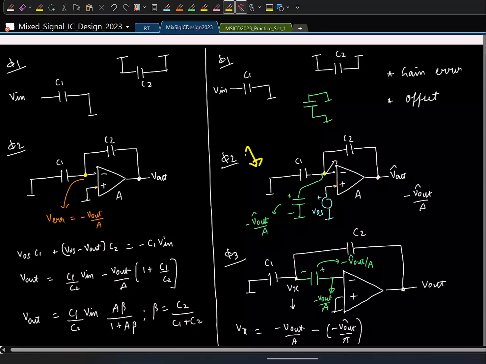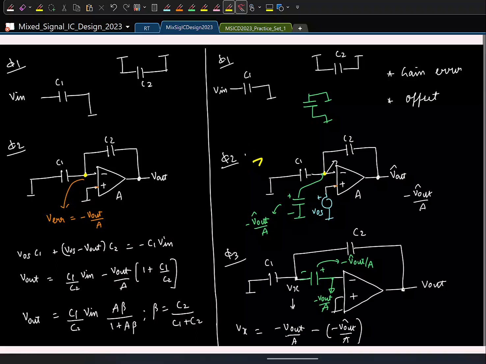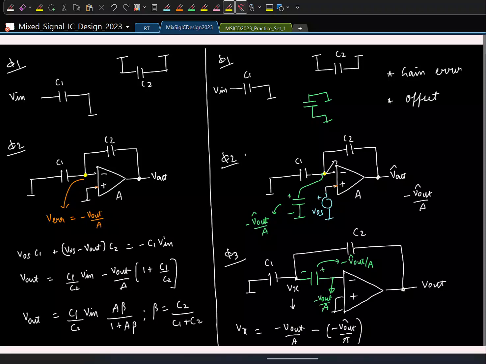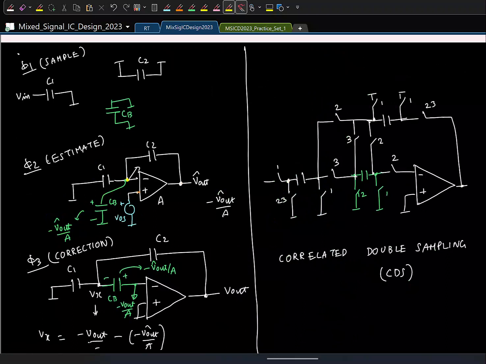The reason we have the third clock phase is that in the offset case, the process of sampling the input and estimating the error can be combined because offset is independent of the input. So when we are sampling the input, we can also estimate the offset, but here you can't do it. Is that clear?